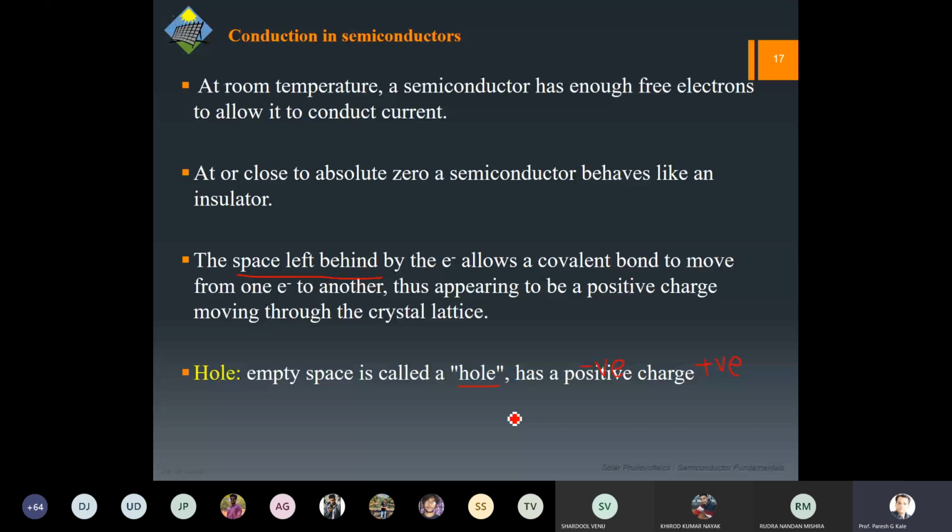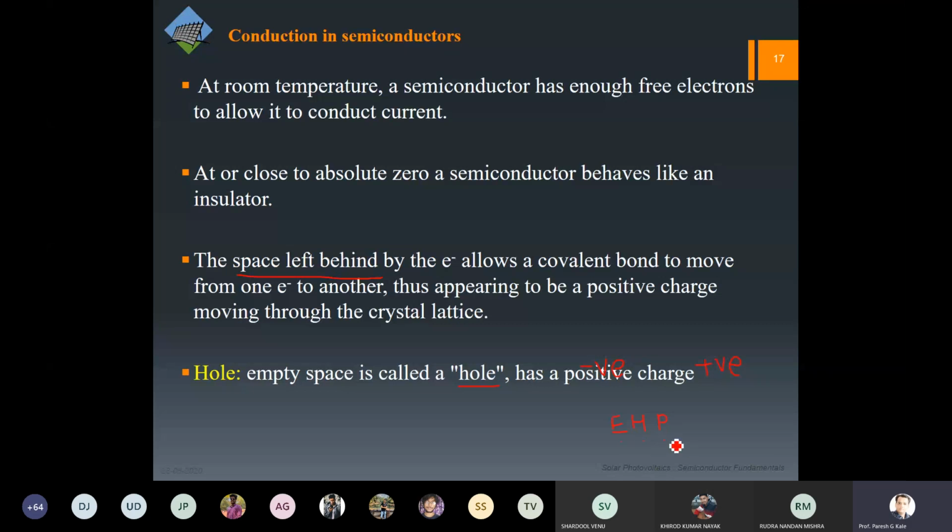However, hole is a fictitious quantity. So whenever there is absence of electron, we call it a hole. So obviously the hole is positively charged, and then it automatically should be understood that these two will always be in pair, and that's why we call it EHP, which stands for electron hole pair.